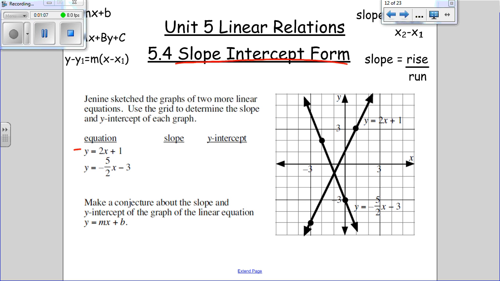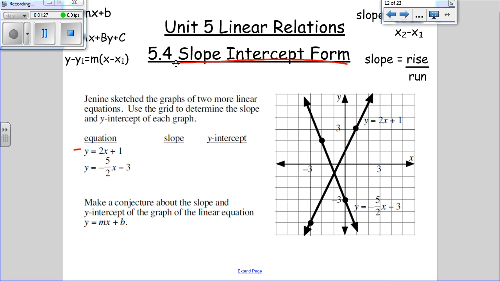Slope-intercept form. We're going to start things off by looking at 2 equations. This one is y equals 2x plus 1. It's also this line right here. So that line is y equals 2x plus 1. We're going to look at that line, and we're going to calculate 2 things on it. We're going to calculate the slope and the y-intercept.